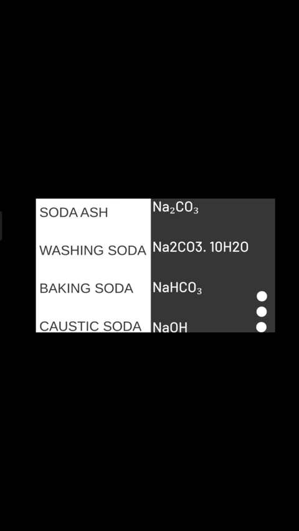Now, the third chemical is the baking soda, also known as sodium bicarbonate. It exists as an intermediate in the Solvay process. Now, the last one is the caustic soda, that is also known as sodium hydroxide.